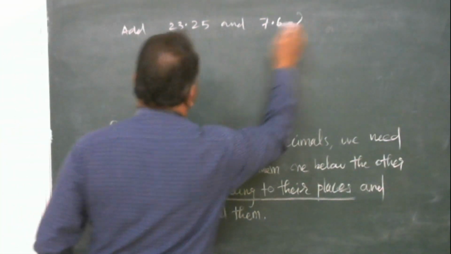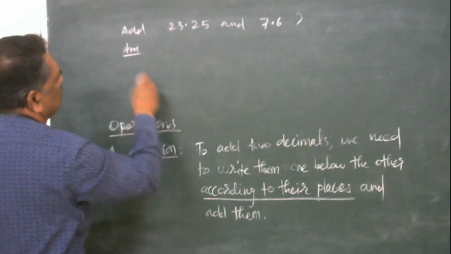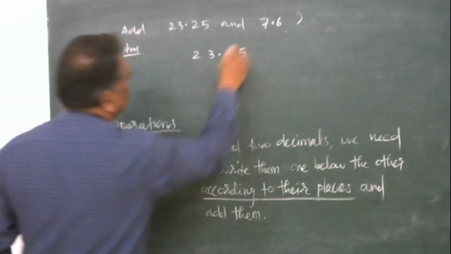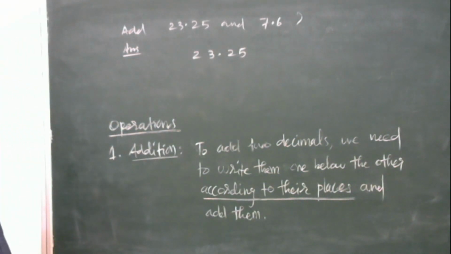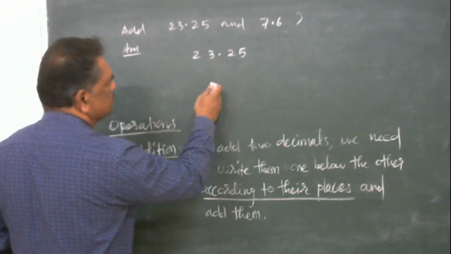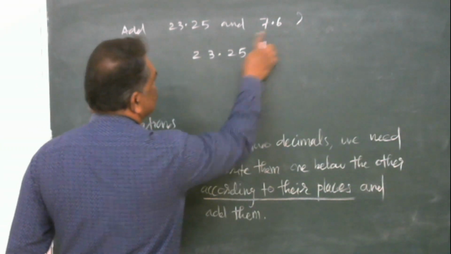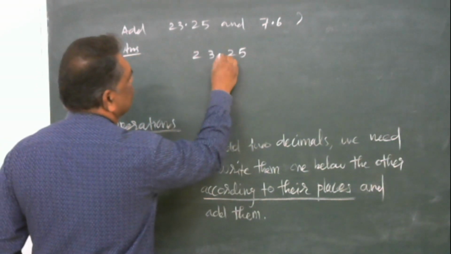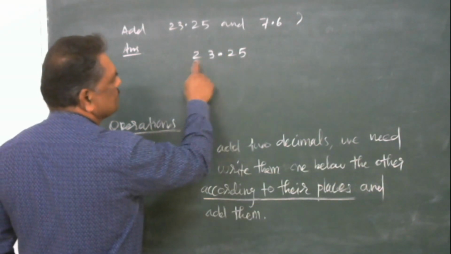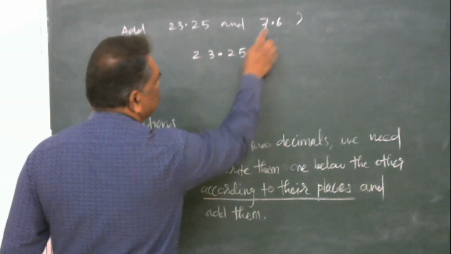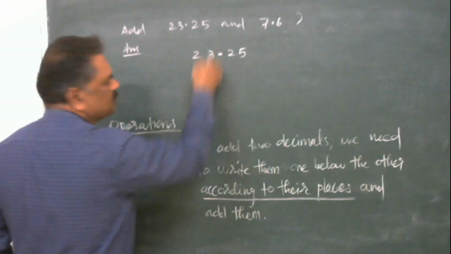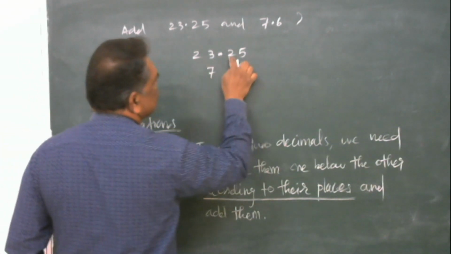How do you add this? Answer, solution. First, write the first decimal number, then write the second decimal number below the first decimal. Here 7 is in the unit place. See the unit place here. This is the decimal point. This is units, tenths, hundredths. So how many units? 7 units. So you should write here 7 in the unit place, and 6 tenths place is here.